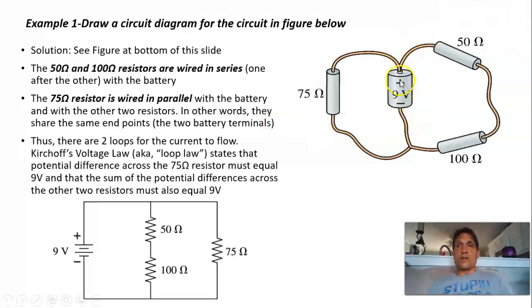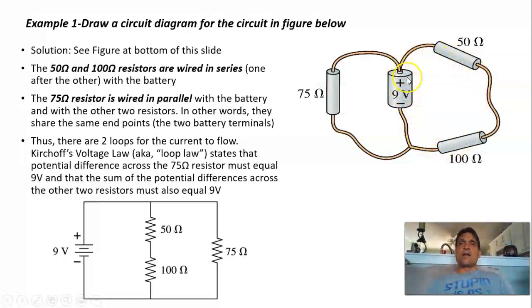Okay, so you have a 9-volt battery, and the positive terminal is connected to two resistors, a 50 ohm resistor and a 100 ohm resistor, and these are in series. Series means one after the other. So you have a wire going to one end of the 50 ohm resistor, the other end goes to this one, and then it goes back to the negative terminal of the battery. Series means you just daisy chain the components one after the other. So the 50 ohm and the 100 ohm resistor are wired in series, and this forms one loop.